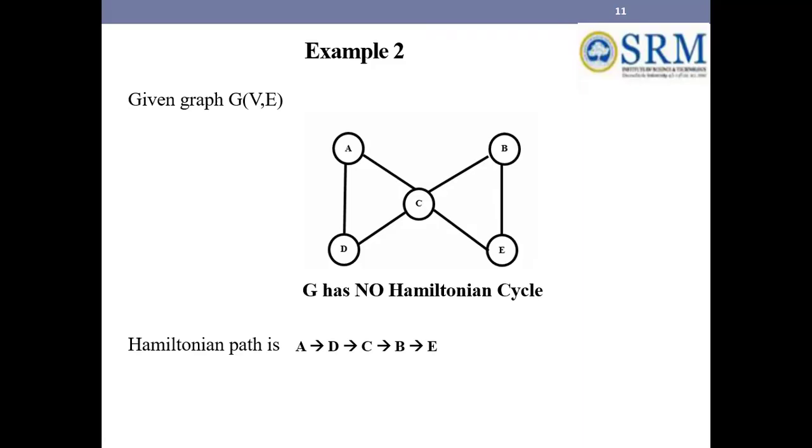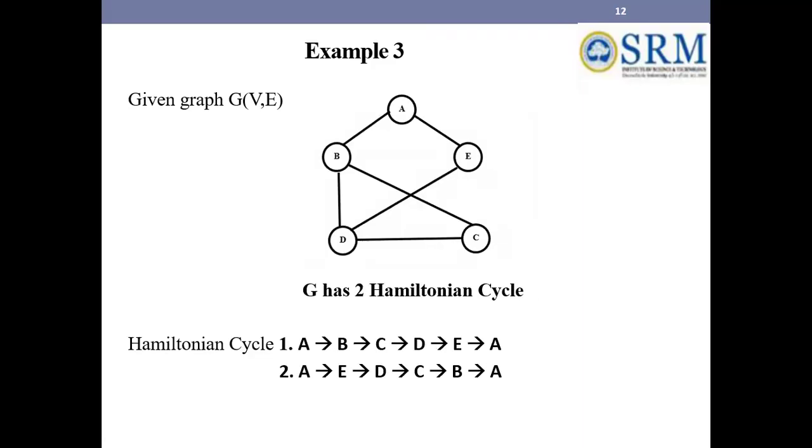The C is called an articulation point that divides the component into two parts. So if a graph has an articulation point, it has no Hamiltonian cycle. So this problem has no solution. It has a Hamiltonian path, but it has no Hamiltonian cycle.